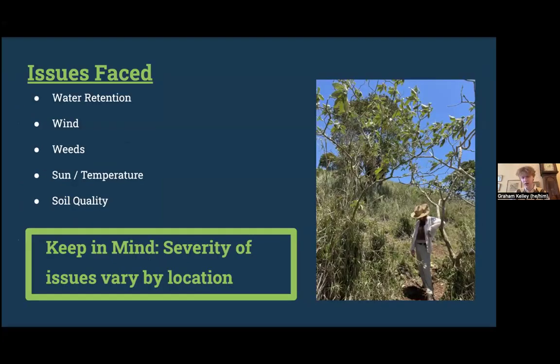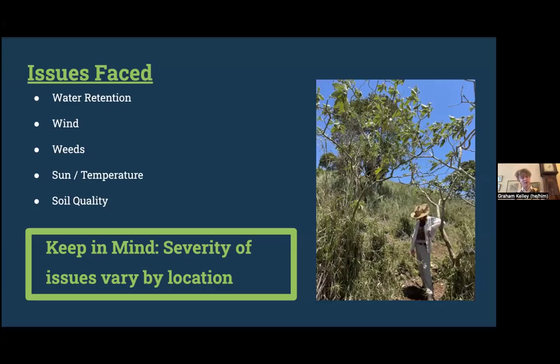What issues do we face when we're trying to reforest the cinder cone? Well, for starters, there's poor water retention, increased winds, the invasive weed species that I mentioned, increased sun temperature, and reduced soil quality. You can see a little picture on the right, taken while I was walking through our cinder cone. It's a large cinder cone covered in a diversity of weeds, grasses, and woody plants that just make it really hard to come up with a uniform solution.